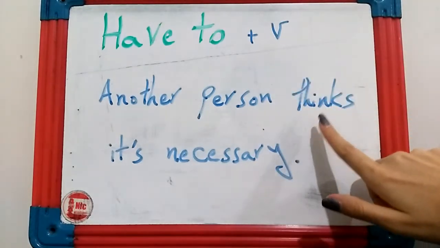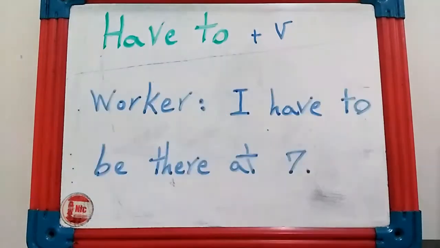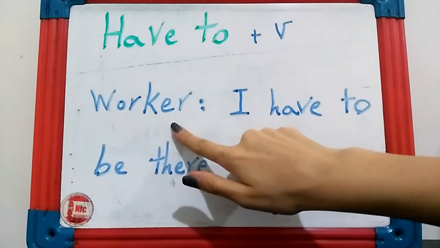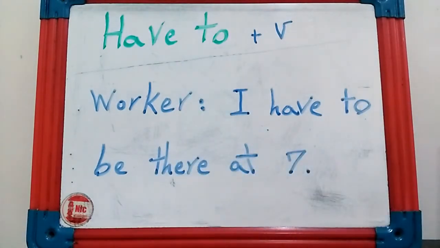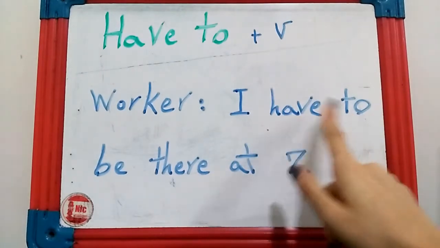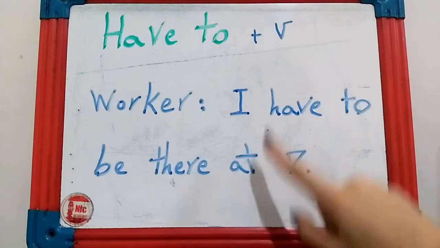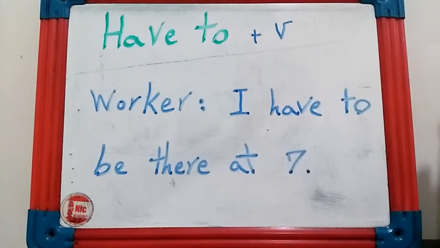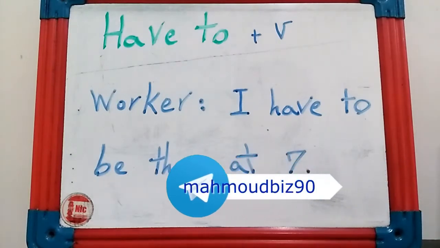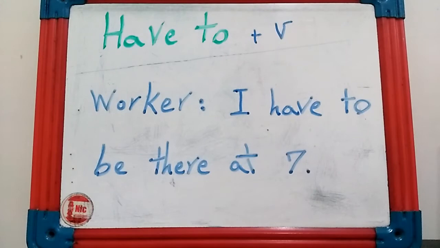Another person thinks it's necessary. Okay, now look at the example. Worker, کارمند. I have to be there at 7. من باید اونجا باشم سر ساعت 7، رأس ساعت 7. پس این اجبار رو منیجر یا مدیر براش ایجاد کرده. I have to be there at 7 o'clock.